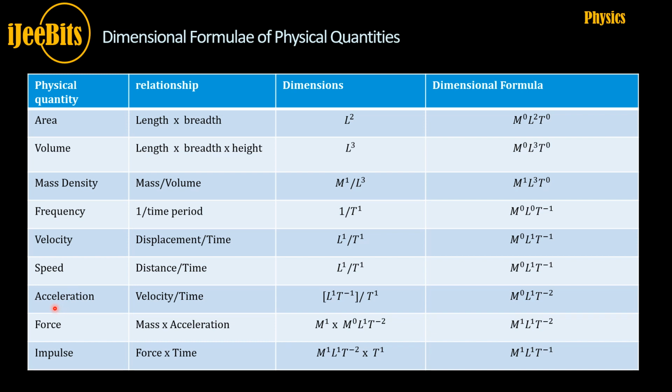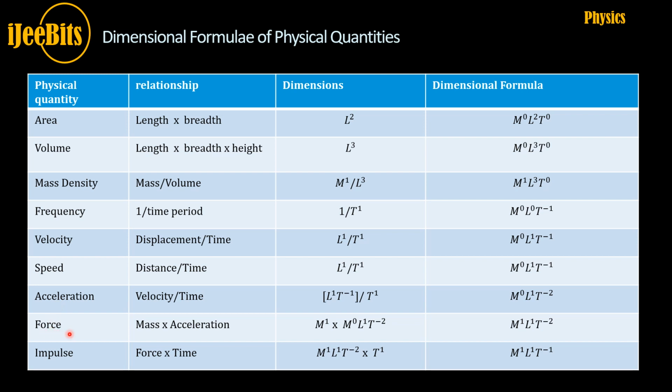Let's look at acceleration now. Acceleration is nothing but velocity by time. You know the velocity dimension formula, m power 0 L power 1 t power minus 1, divided by t, means you are raising t to the power of 2 in the denominator, or t power minus 2 otherwise. So m power 0 L power 1 t power minus 2 is the dimension formula for acceleration.